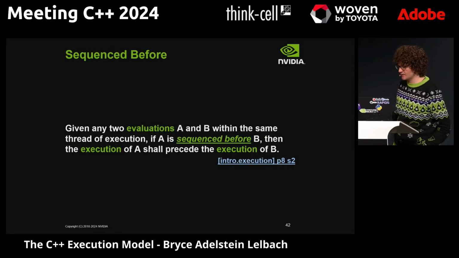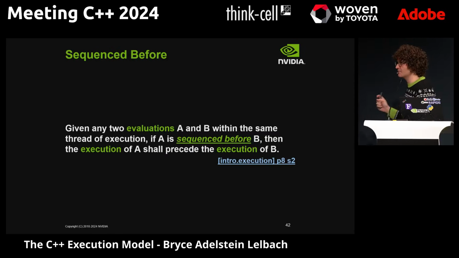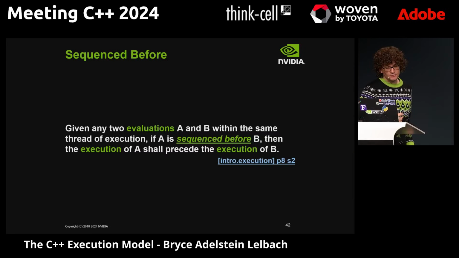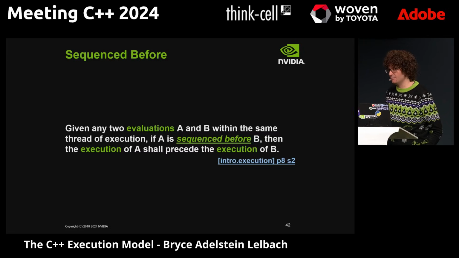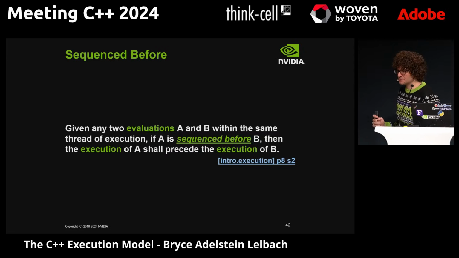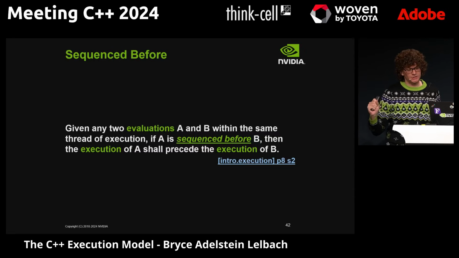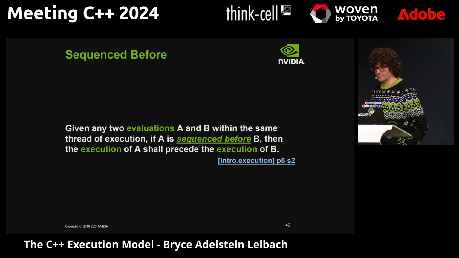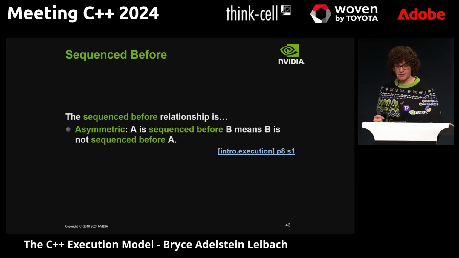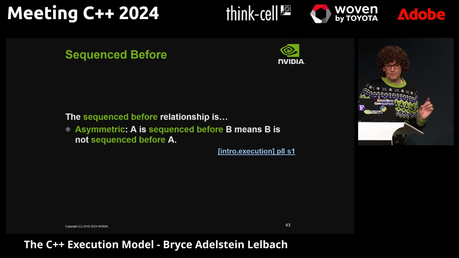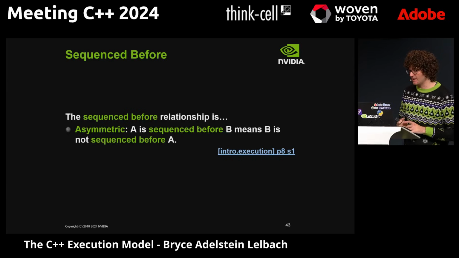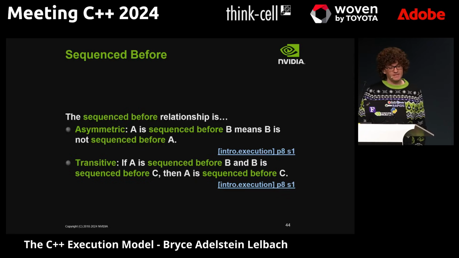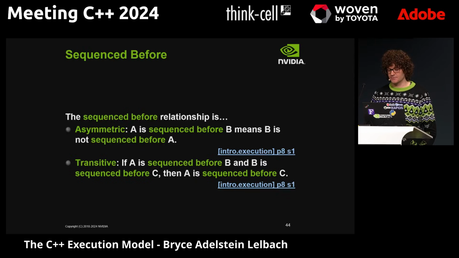Given any two evaluations, A and B, within the same thread of execution, if A is sequenced before B, then the execution of A shall precede the execution of B. So this is the first of the three key ordering relationships in C++. It's called sequenced before. So the sequenced before relationship is asymmetric. If A is sequenced before B, that means that B is not sequenced before A. It is also transitive. If A is sequenced before B and B is sequenced before C, then A is sequenced before C.